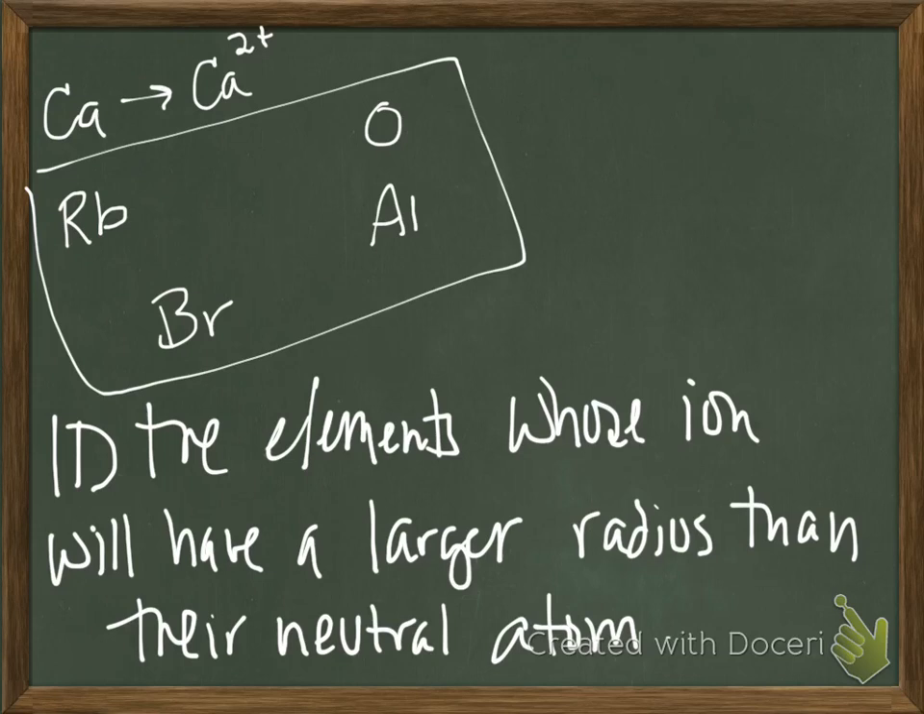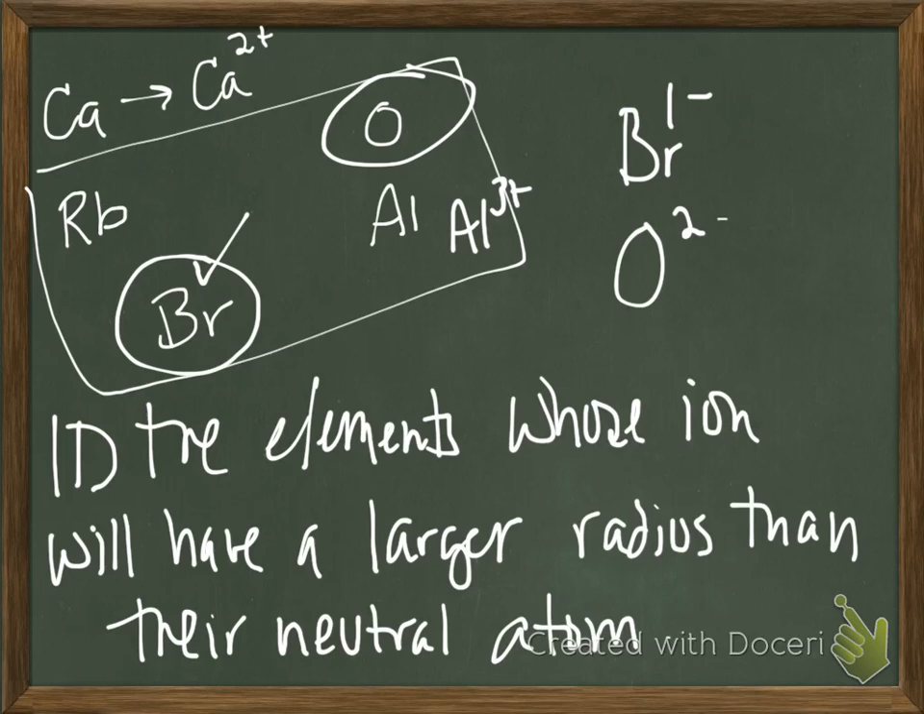Okay, so identify the elements whose ion would have a larger radius than their neutral atom. So if I gave this to you as a multiple choice question, you'd have 4 options and you'd be looking to find which one is going to have a smaller or larger ionic radius than neutral radius. Go. Aluminum's going to get very small. I guess I forgot to record all of that. Whoops. So you were supposed to identify the elements whose ions have a larger radius than neutral atoms, and we decided that bromine and oxygen would, because in each case they're gaining electrons, which means that their radius is going to expand. Okay, let's move it along.